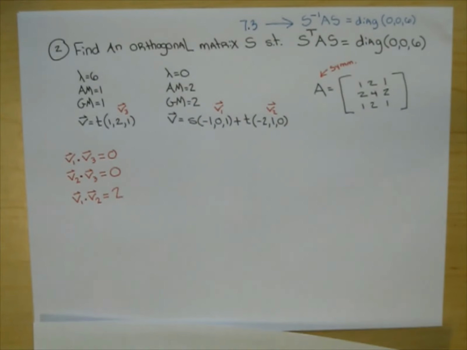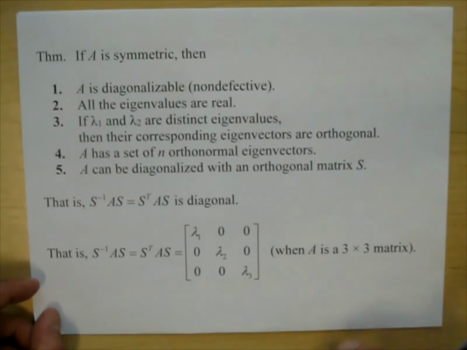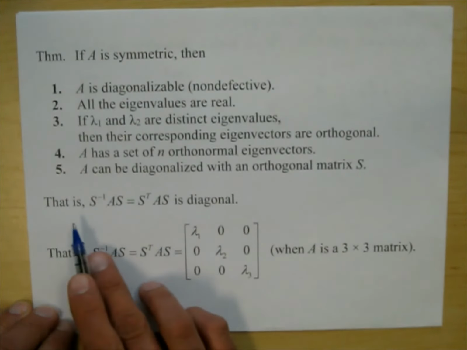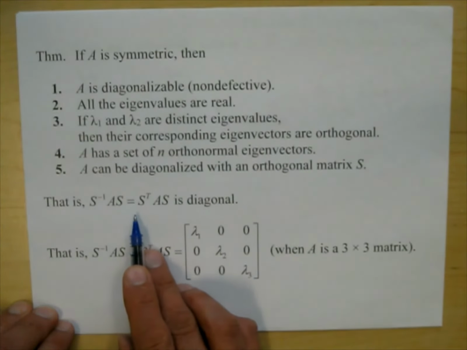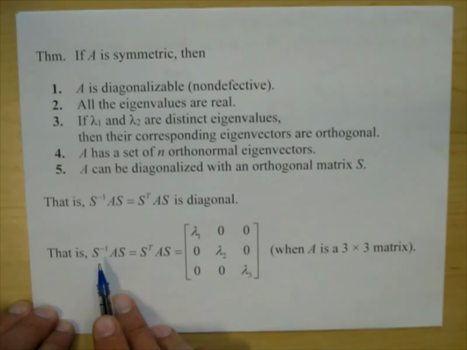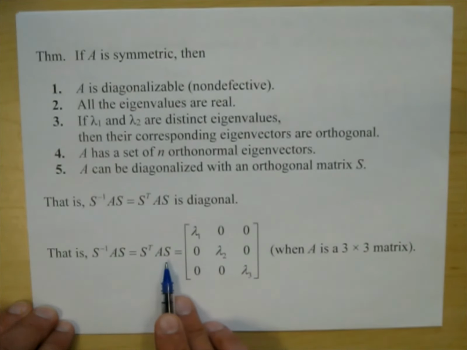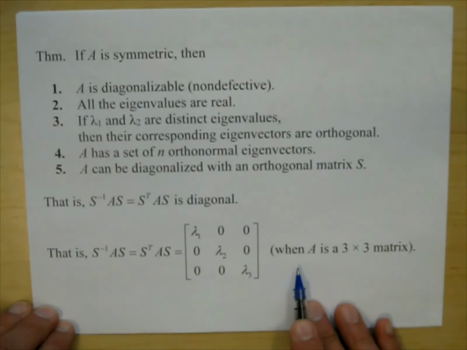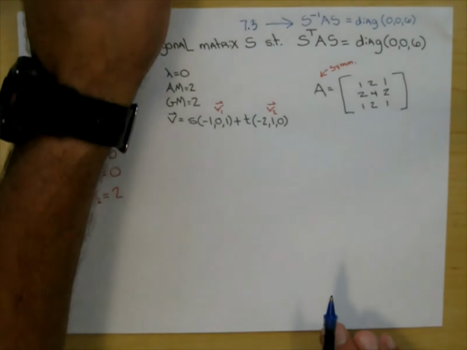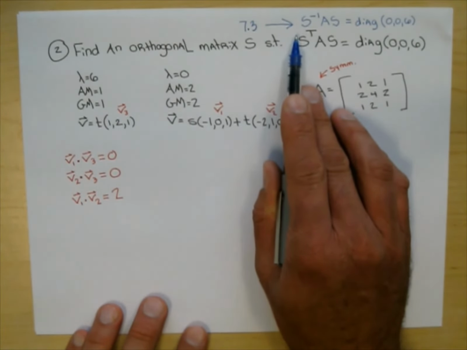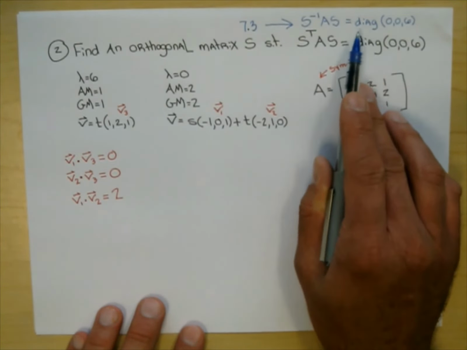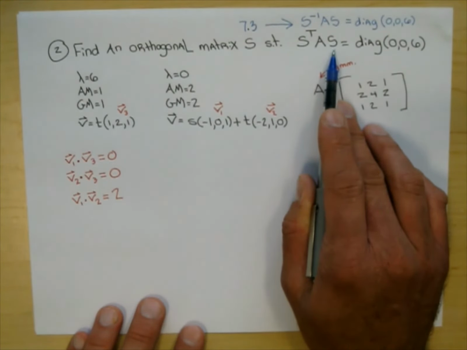Okay, so how are we going to do this? Well, let's just show you the rest of this. This is the last theorem of linear algebra. A can be diagonalized with an orthogonal matrix S. That is, S inverse AS equals S transpose AS is diagonal, where A is a 3 by 3 matrix. So it's like 7.3, where we are going to find a matrix S and the matrix D. D is the diagonal matrix. But our matrix S has to be an orthogonal matrix.